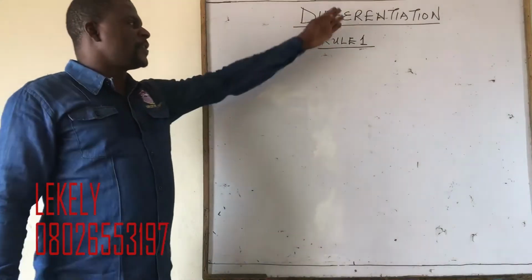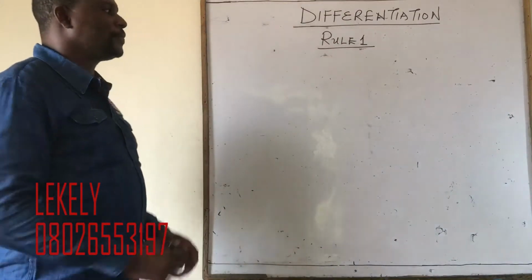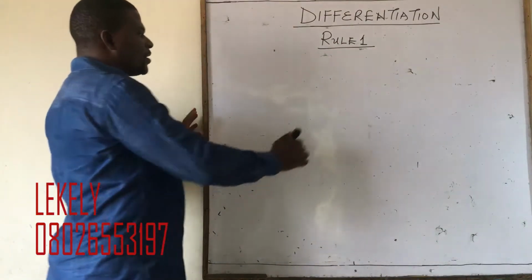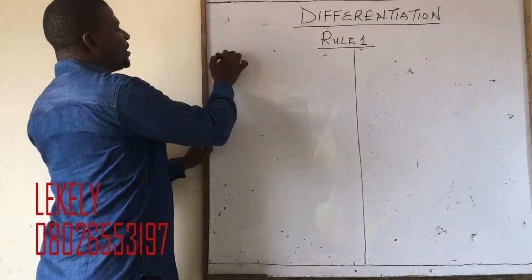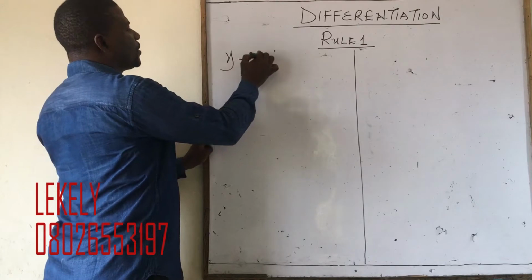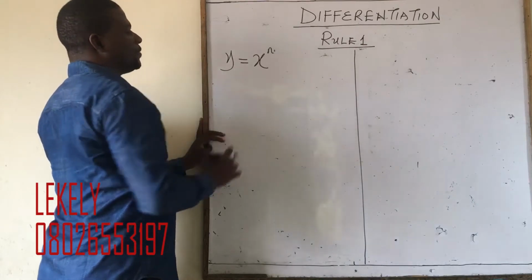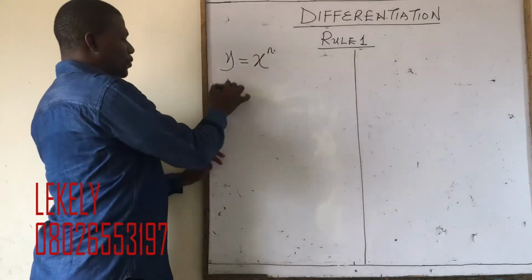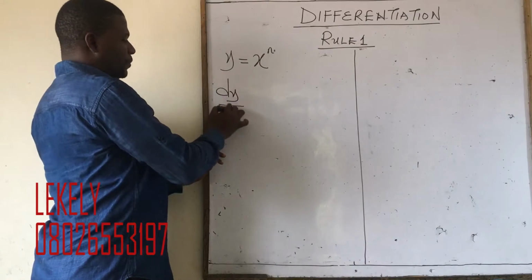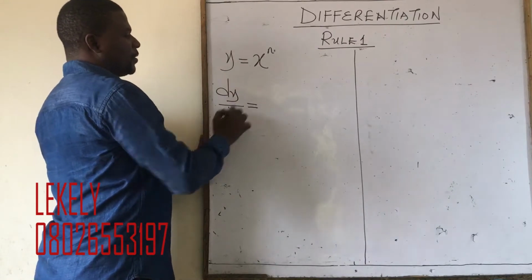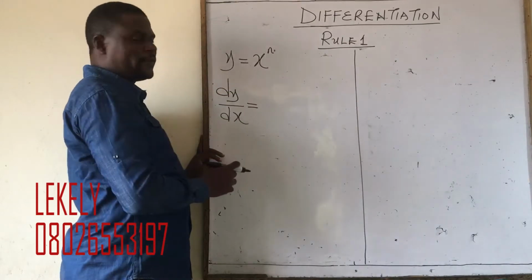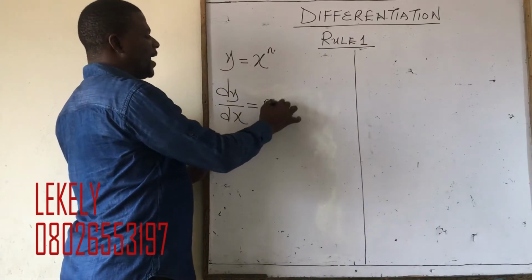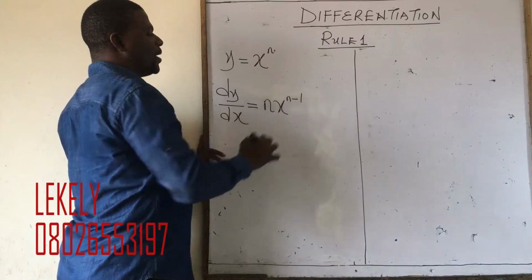Okay, still on differentiation, and we are looking at rule 1. Now, what does rule 1 say? Rule 1 is saying that if you have y equals x raised to the power n, now your dy dx is going to be, the n will come down and you will minus 1 from it. So it's going to be nx^(n-1).